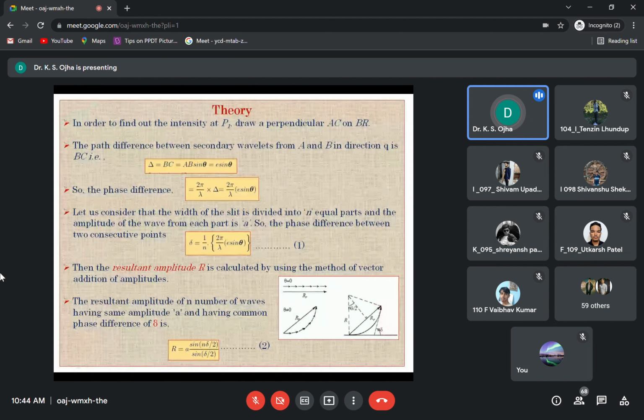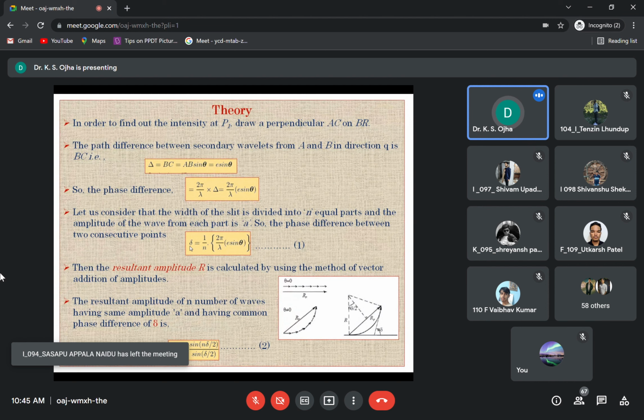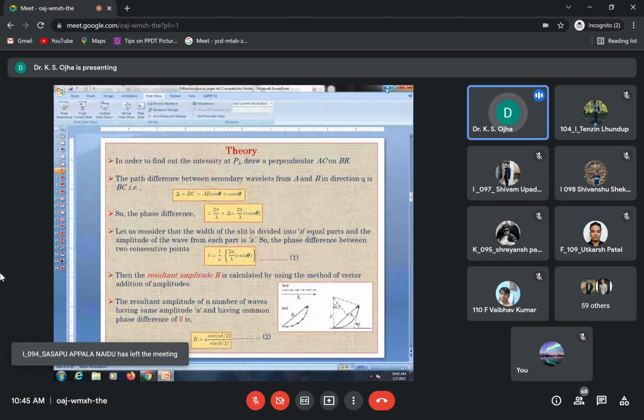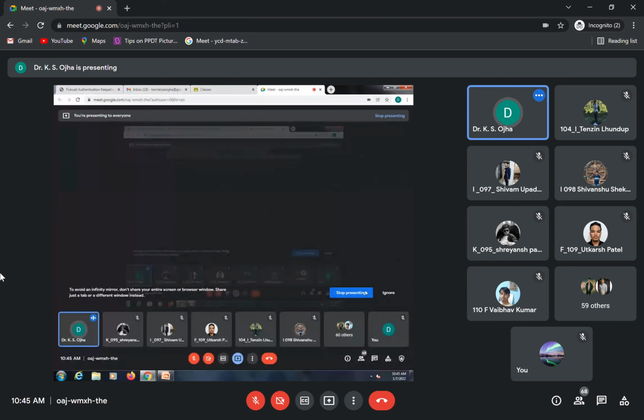Just like in this figure, suppose that all waves have phase difference 0. In that case, all waves will be moving in one direction. But here the phase difference between two consecutive parts is delta. So we will draw the vector addition diagram. I will show how we find it. I am stopping for one minute, and I will show on the paper how we will find it.